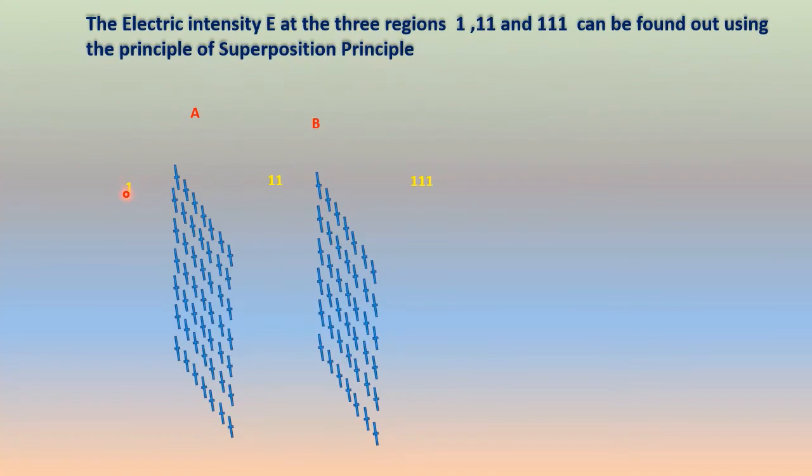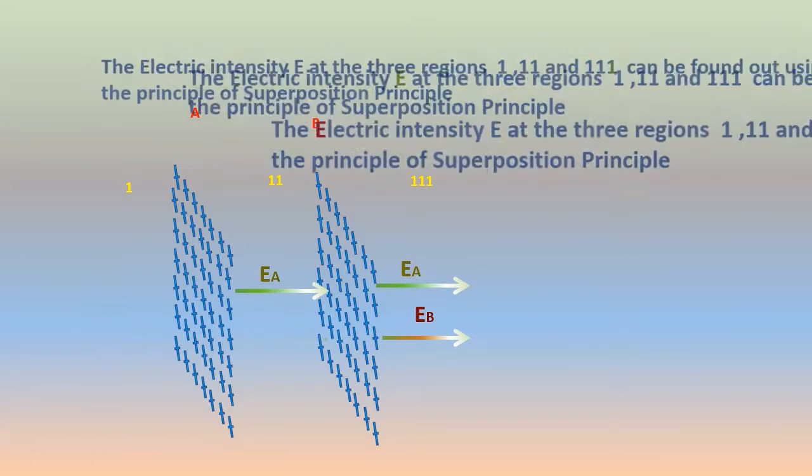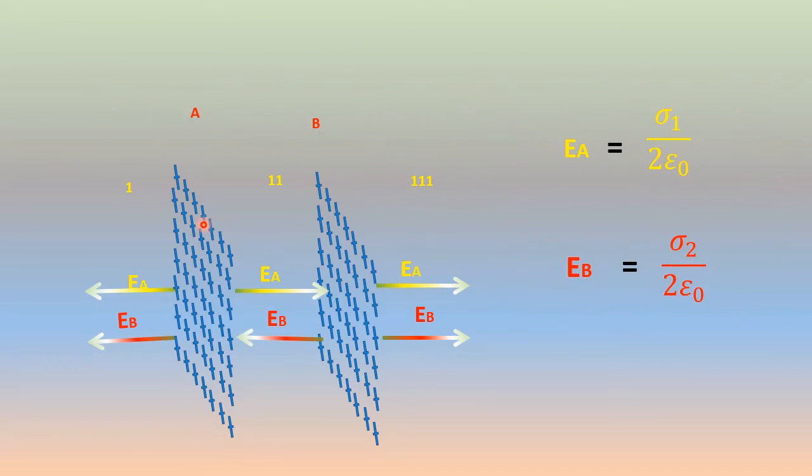We have to consider three regions separately, to find the electric field intensity at these three different regions by using the superposition principle. Electric field intensity due to charge sheet A having charge density sigma 1 is given by the equation EA is equal to sigma 1 by 2 epsilon 0.